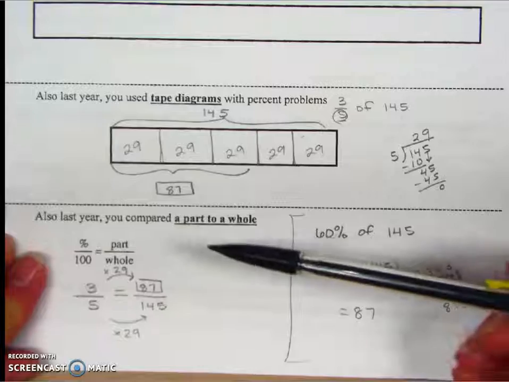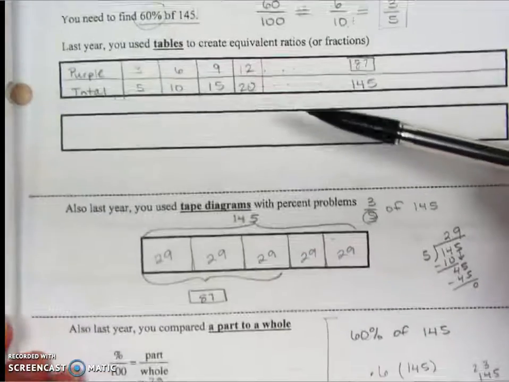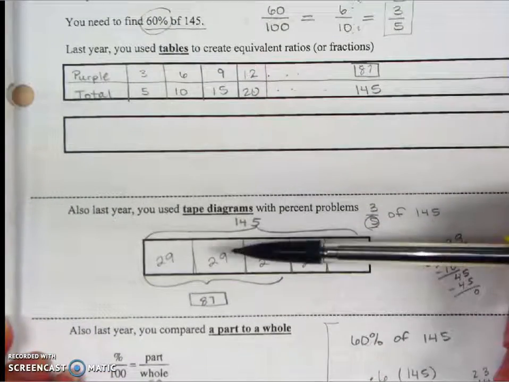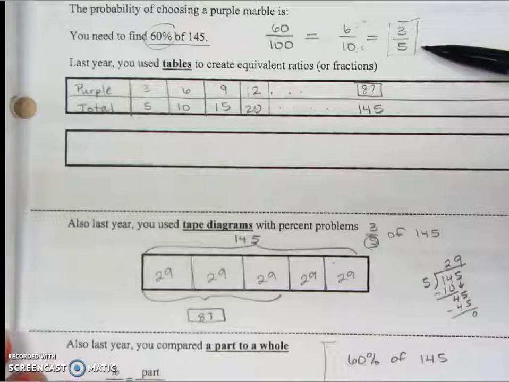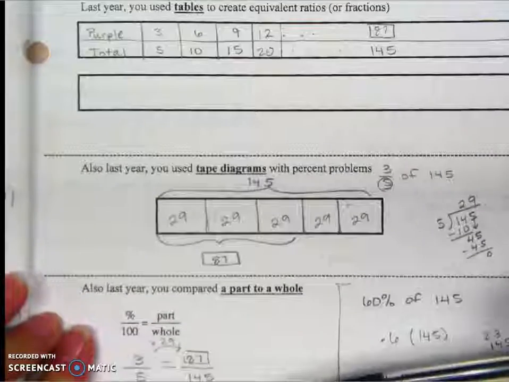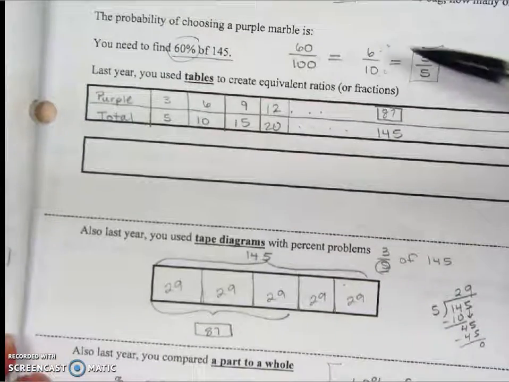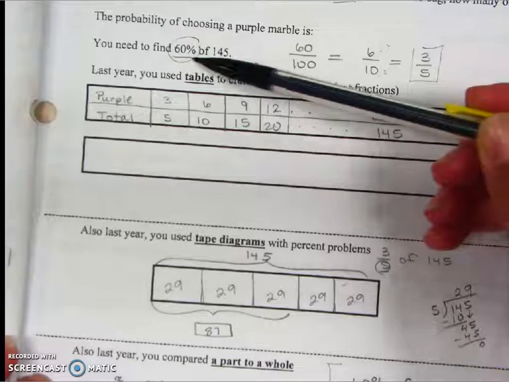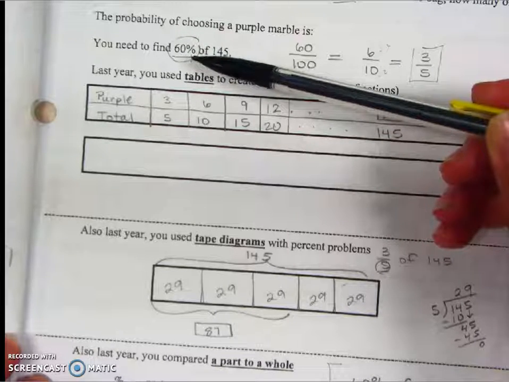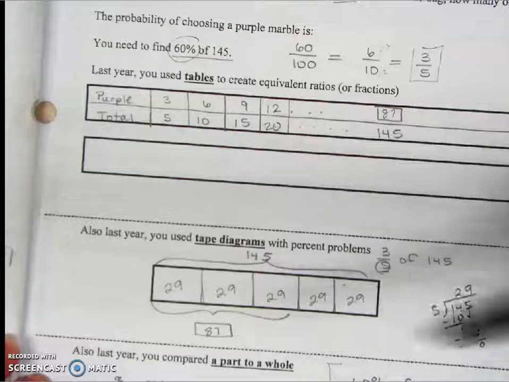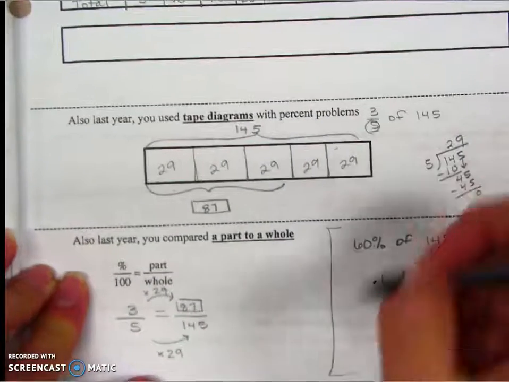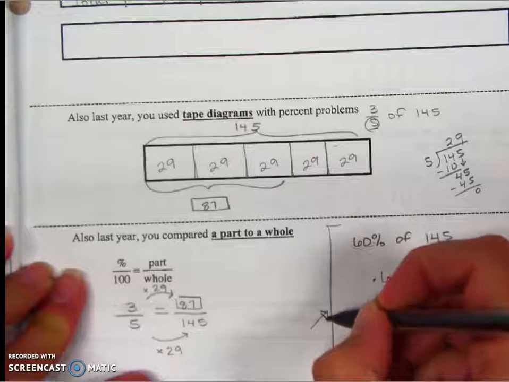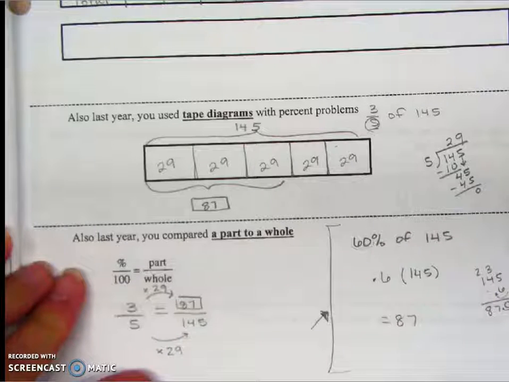So there's our part to whole, there's our tape diagram, there's our table. So basically these part to wholes, tape diagram, and table all used the reduced form of the percentage. And that's how they get that. But that won't always work because sometimes our percentage is not a very nice number. Like if they gave you 27%, that wouldn't be a very nice fraction to reduce. So I still recommend doing these in the method that we chose in the last lesson.